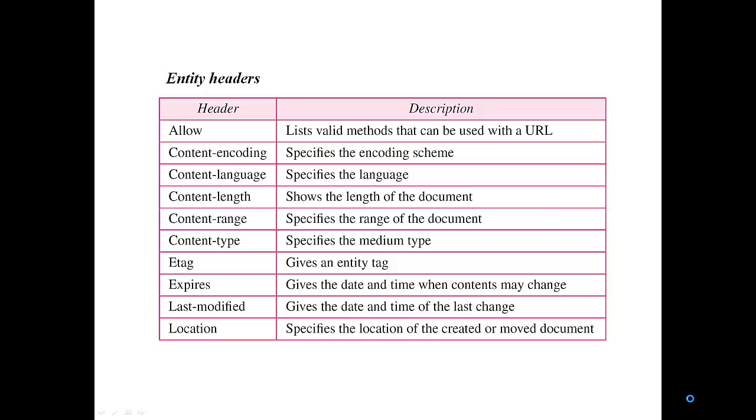Entity headers, however, are quite a bit different. Allow lists valid methods. Content encoding specifies the encoding scheme. That might be like ASCII 8 or ASCII 7 or whatever. Content language, that's important. Content length is very important. This is actually kind of an optimization. It's part of the HTTP header, but it tells you how many bytes the actual content is. Content range specifies the range of the document. Expires and last modified are actually pretty important.